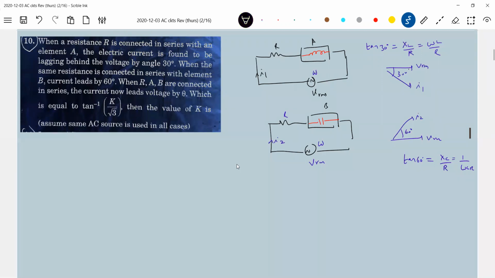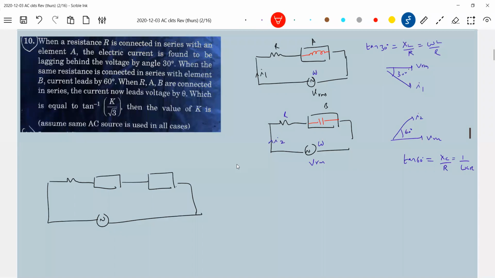So when all these elements, R, A and B, are connected in series, the current now leads the voltage by theta, which is equal to tan inverse of k by 3. The value of k is what is being asked now. Across the same source, it is connected, and the current leads the voltage by theta. So tan theta, I think we have directly this particular formula, no?